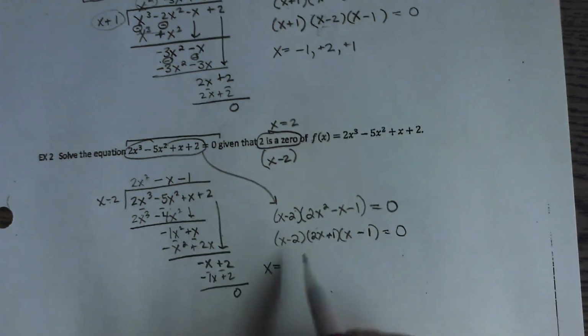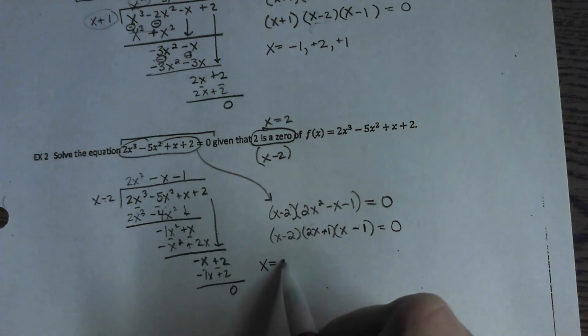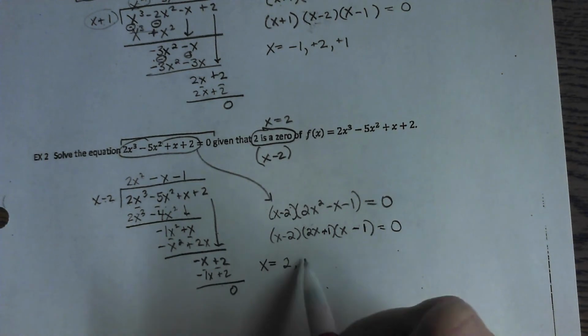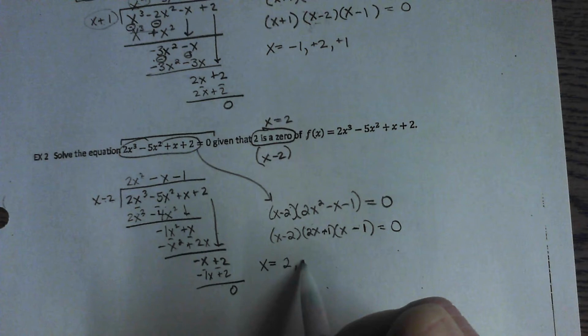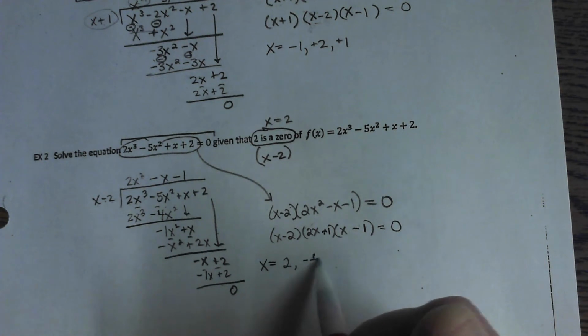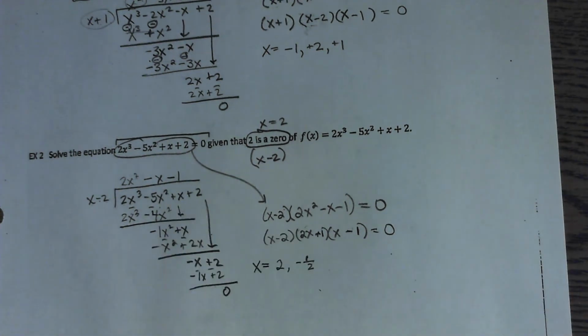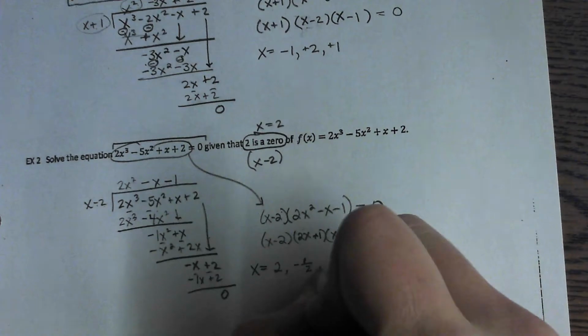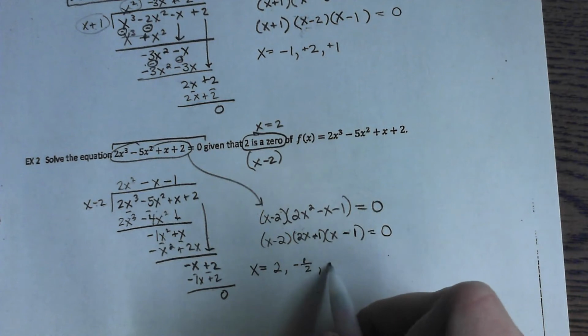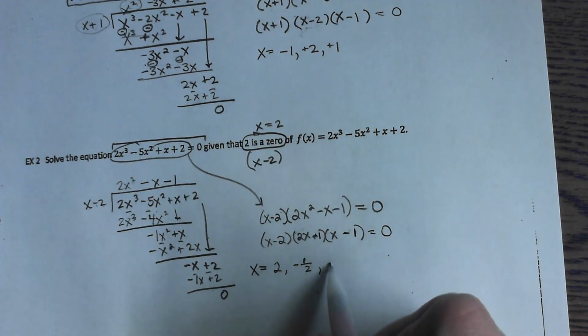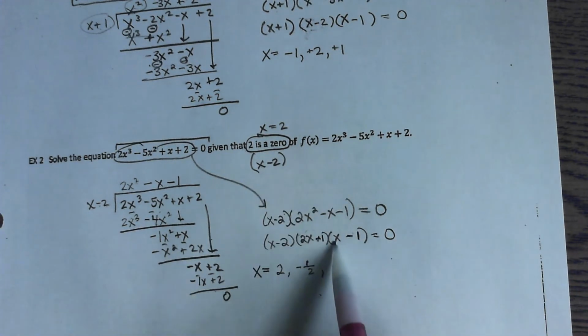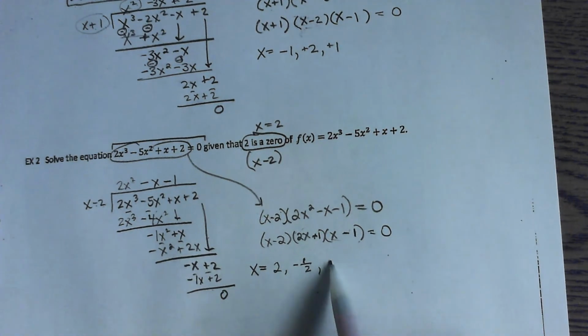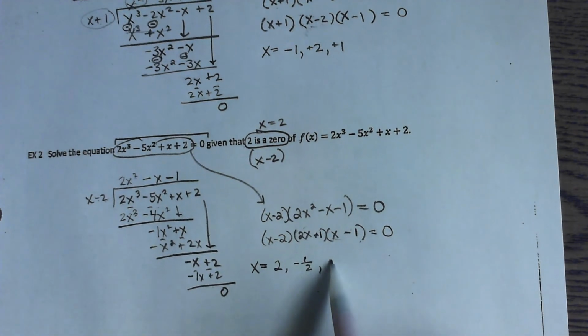X equals, what's your first one, Elena? 2. Haley, your second one? Good? Because some people might want to write that out. You have to subtract the 1 over and then divide by 2. And your third one, Lucas? Well, I'm taking my factor and I'm just giving a numerical root. 1. Very good.